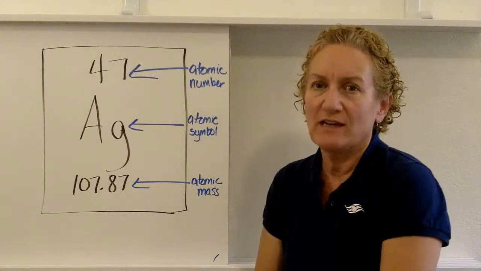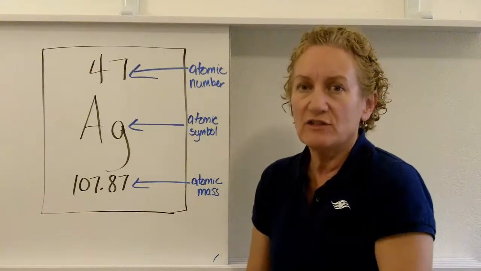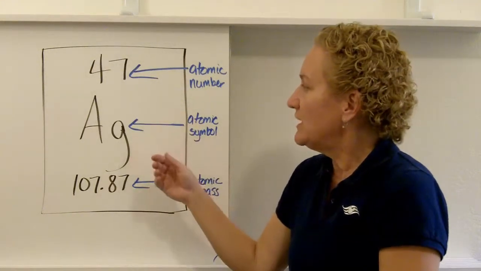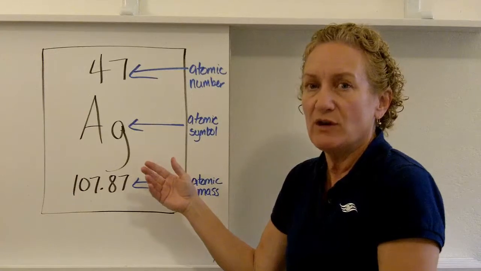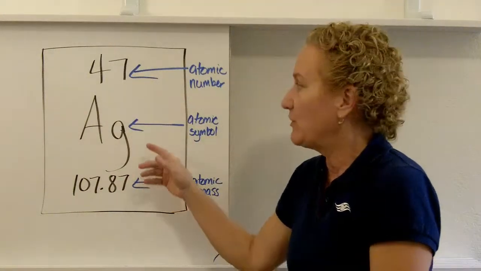Today's video is about the periodic table and taking it apart and getting the information that's in it out of it so that you can use it. So the first thing is, when you see one of the squares or one of the cells on the periodic table, it looks something like this. So let me decode that for you.